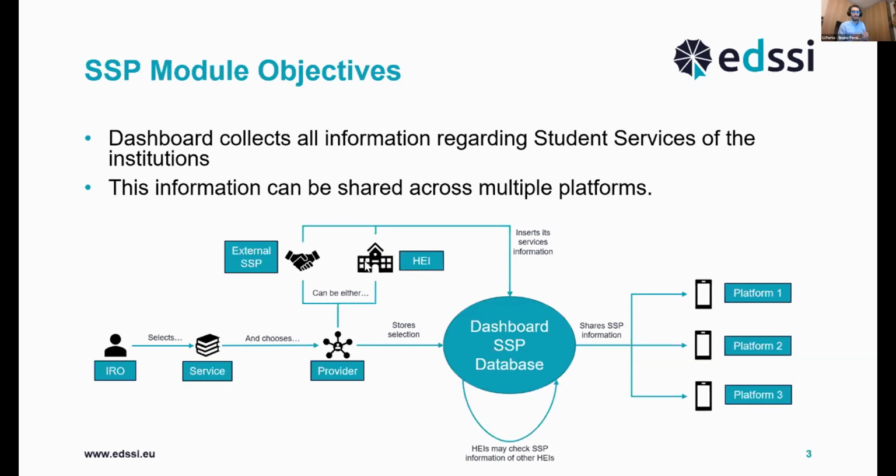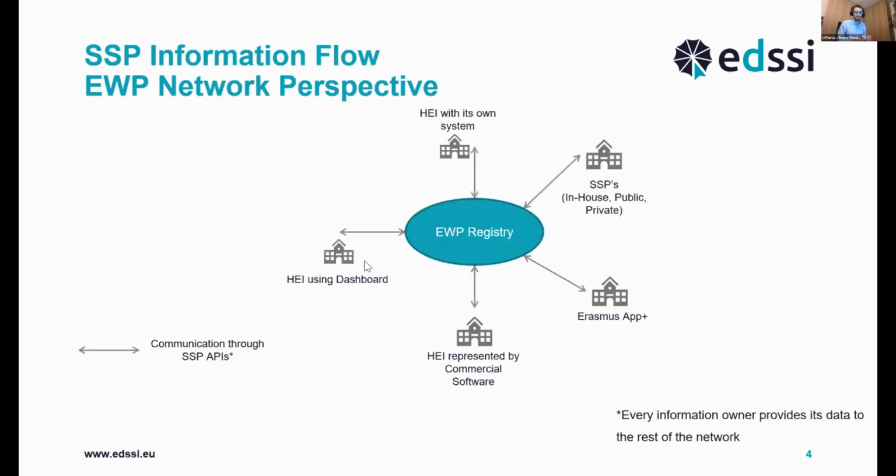So if I have a housing service that is only shared on the dashboard for dashboard partners, and I am an external partner that does not use the dashboard, I will not be able to see this service. So it's filtered only to what the IRO wants to share across the network.